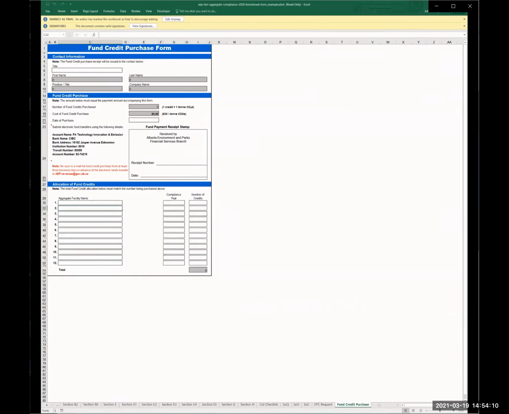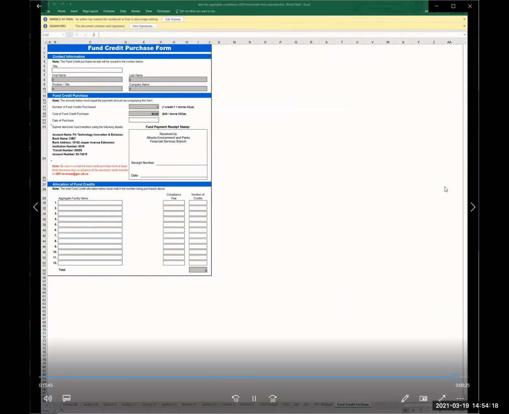You'll be issued a receipt for your payment, which will also be shared with our compliance team. That concludes this overview of the compliance reporting form.